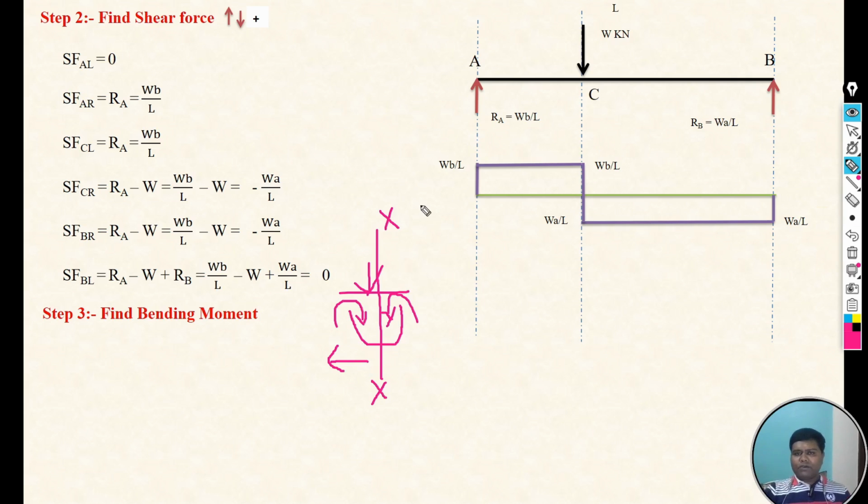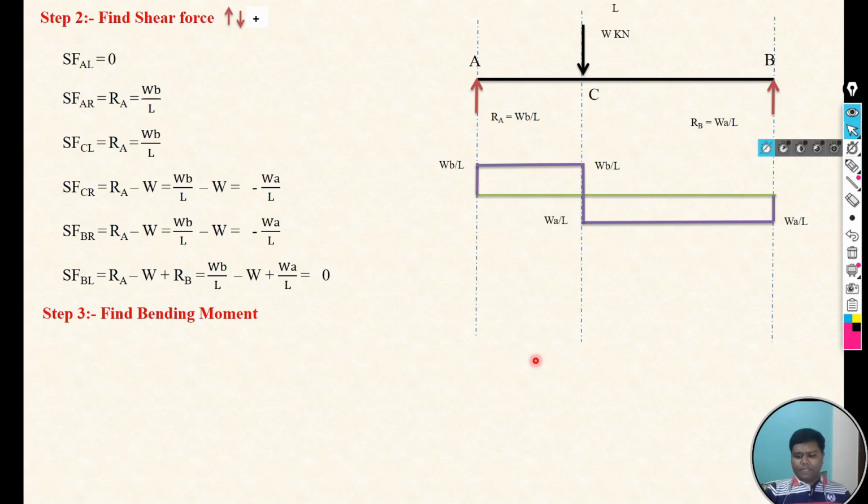So here we have started our calculation from left to right, so we will focus only on the left sign convention. On the left, clockwise movement is positive, so obviously anti-clockwise movement will be negative. So just start with the bending moment calculation.